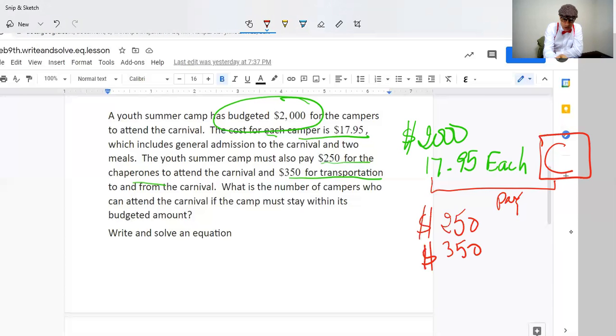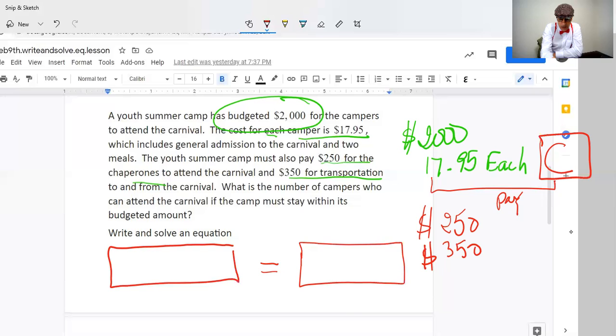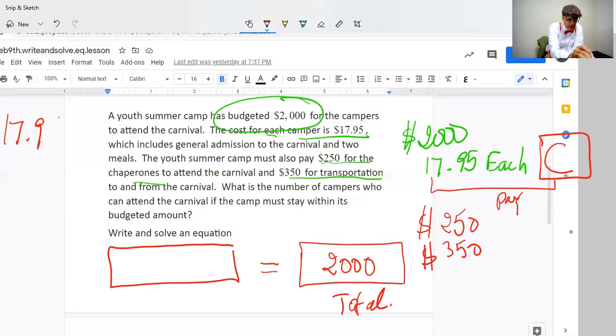So the way we did the first equation, we'll write the equal sign, and it's gonna be 2 expressions on each side. This one usually is pretty easy. It's just the total amount of money or time, whatever the question is about. Here, the total amount of money they have is $2,000, so that's gonna go here. And here is what we're gonna do the math on to figure out how many campers can go on the trip, okay? Since it's $17.95 each camper, that's just like the previous example. It's $17.95 times C.